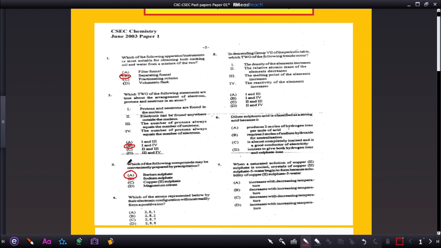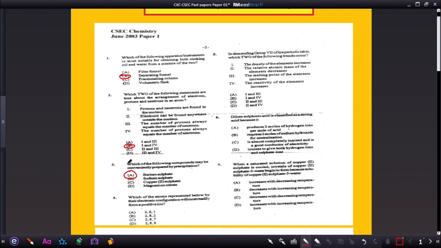Question 4, which of the atoms represented below by their electronic configuration will most readily form a positive ion? The metals are the ones that form the cations, the positive ions. Non-metals are the ones that form the negative ions or anions. In the electronic configuration, the last number, writing from left to right, would indicate the valence electrons, right? If the valence electrons are between 1 and 3, then we know that that element is a metal. Now, the number of electrons on the valence shell would indicate how readily the atom will form a positive ion.